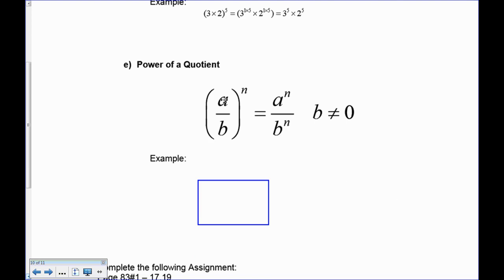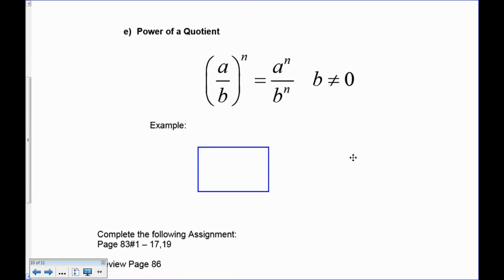Okay, power of quotient. Same thing happened here. A over b, these are both powers of 1. You multiply the n times the 1 to get n, and the n times the 1 down here to get n. The only thing here is b can't be 0 because then that would give you an undefined number. You cannot divide by 0. So here's the example. 2 to the 1 times 4 is 2 to the 4. 3 to the 1 times 4 is 3 to the 4.